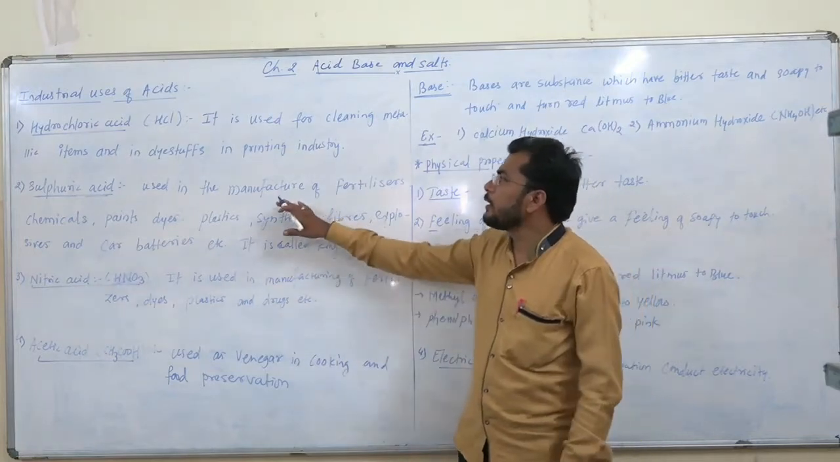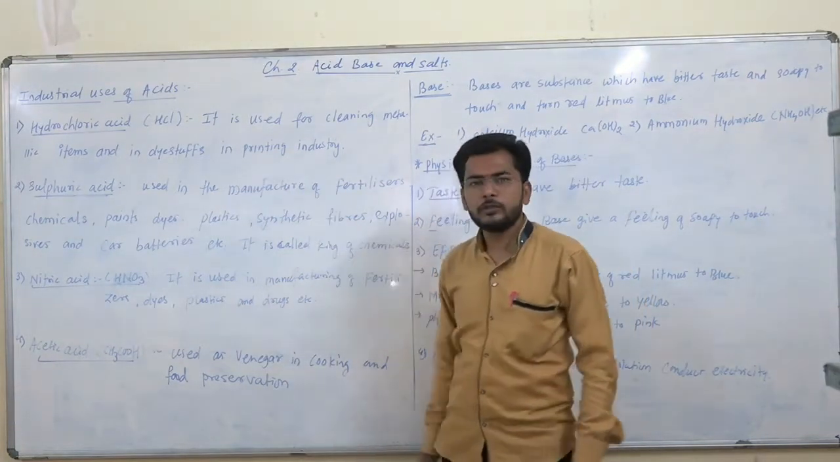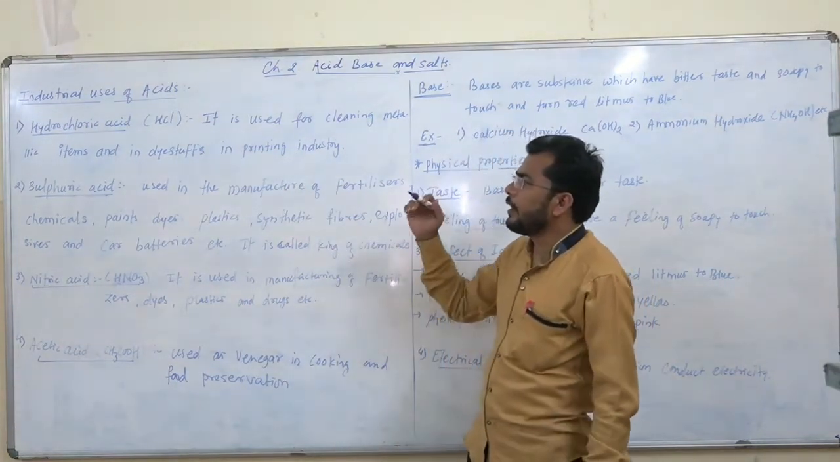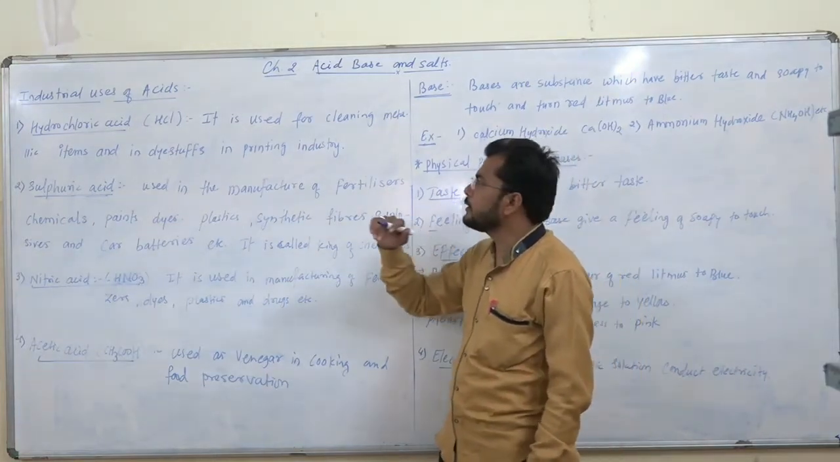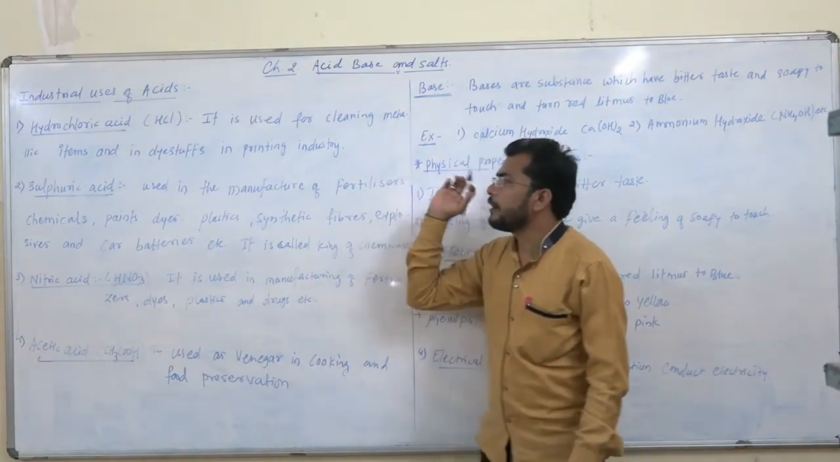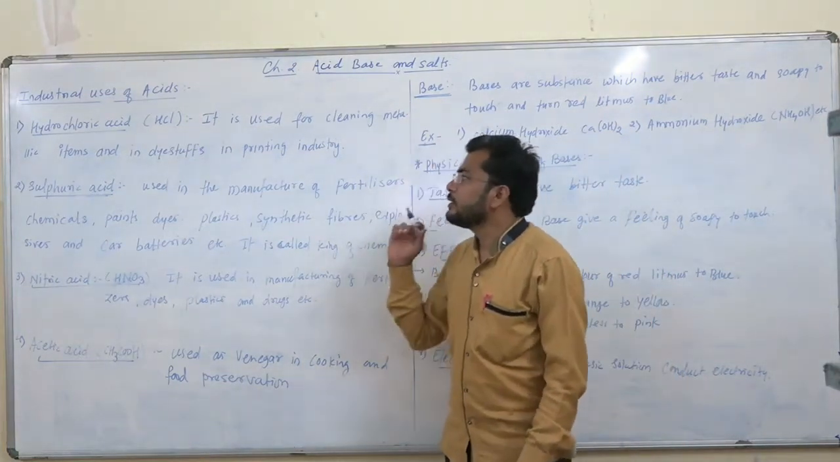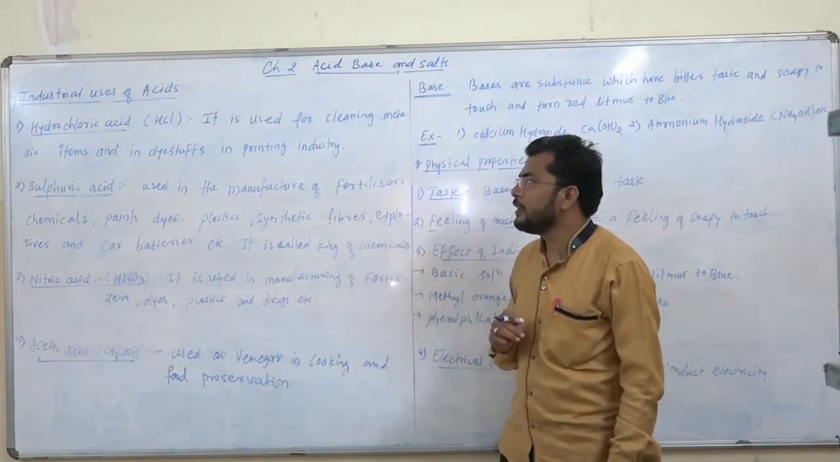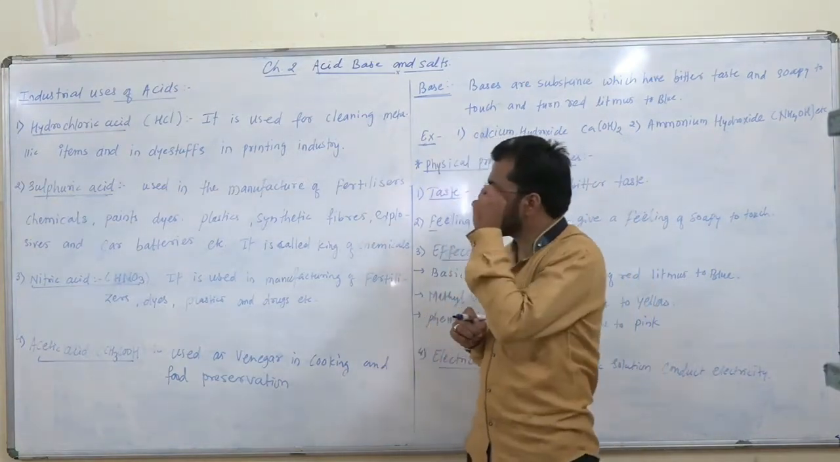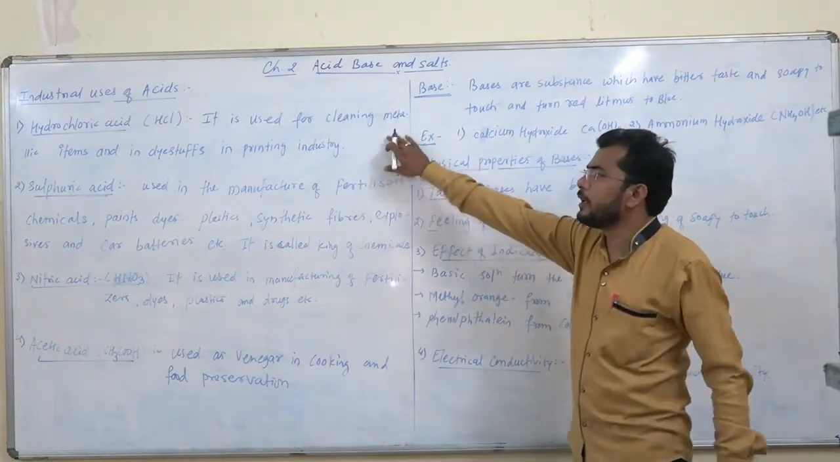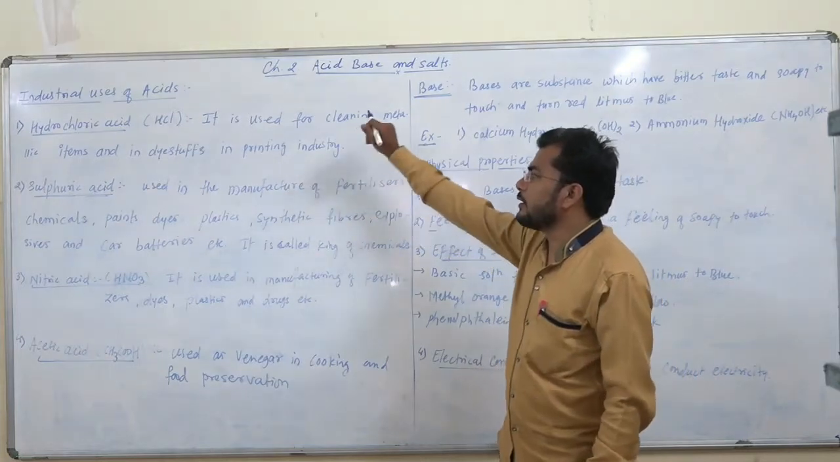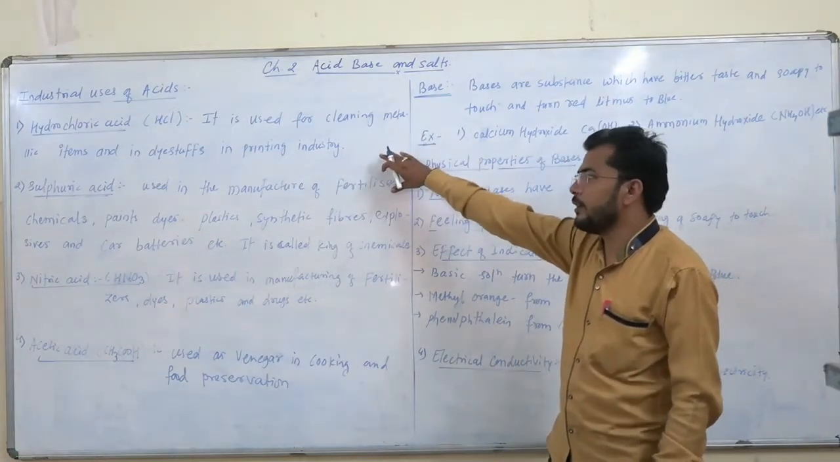In the previous part, we saw the industrial uses of acids. In that, for the uses of hydrochloric acid, we saw it is used for the cleaning of metallic items, in dyestuffs, and in the printing industry.